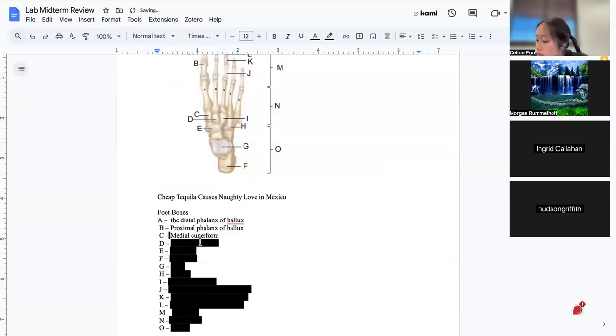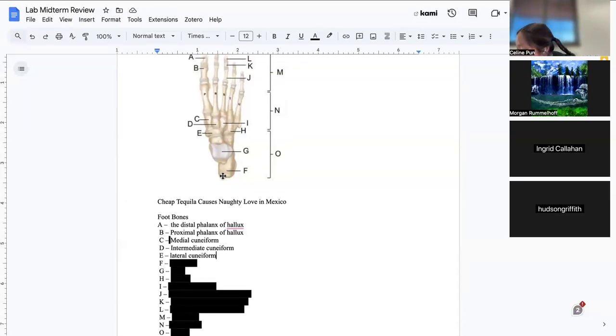And then D is your next one, your intermediate cuneiform. Yeah. And then E, sorry, is your lateral cuneiform. Cuneiform just means wedge.